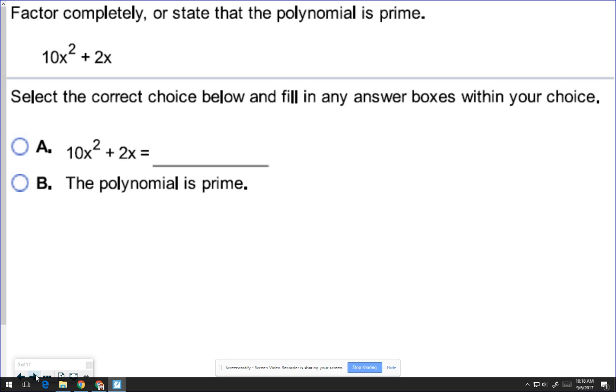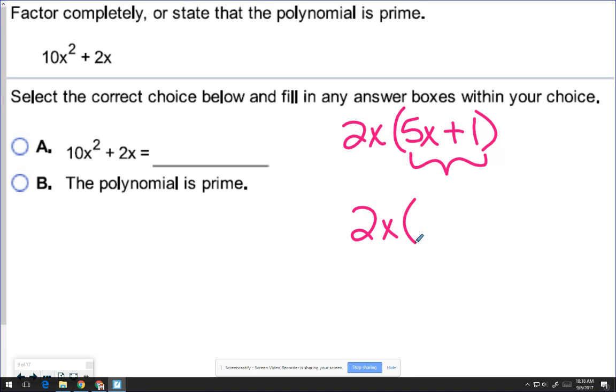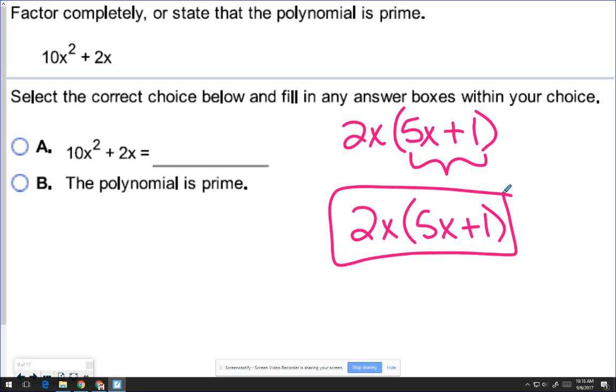All right, so now going through all of them. This one has 2 terms. The first thing we always do is GCF. 2x goes into both of those. And then I need to look at this guy. He's got 2 terms. Is it a difference of cubes? No. Sum of cubes? No. Difference of squares? No. So this problem was just a very simple GCF problem. And we are done.